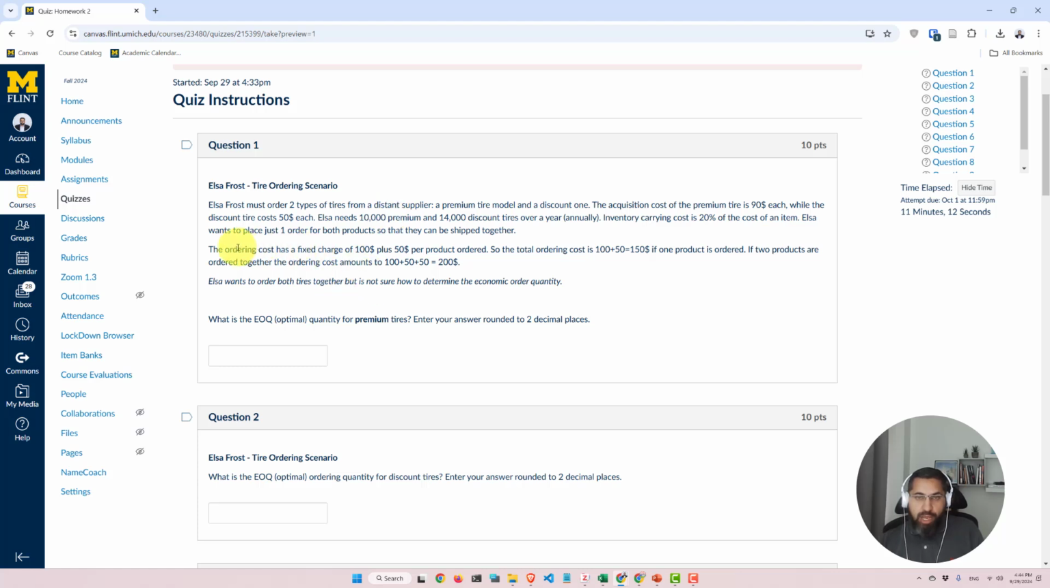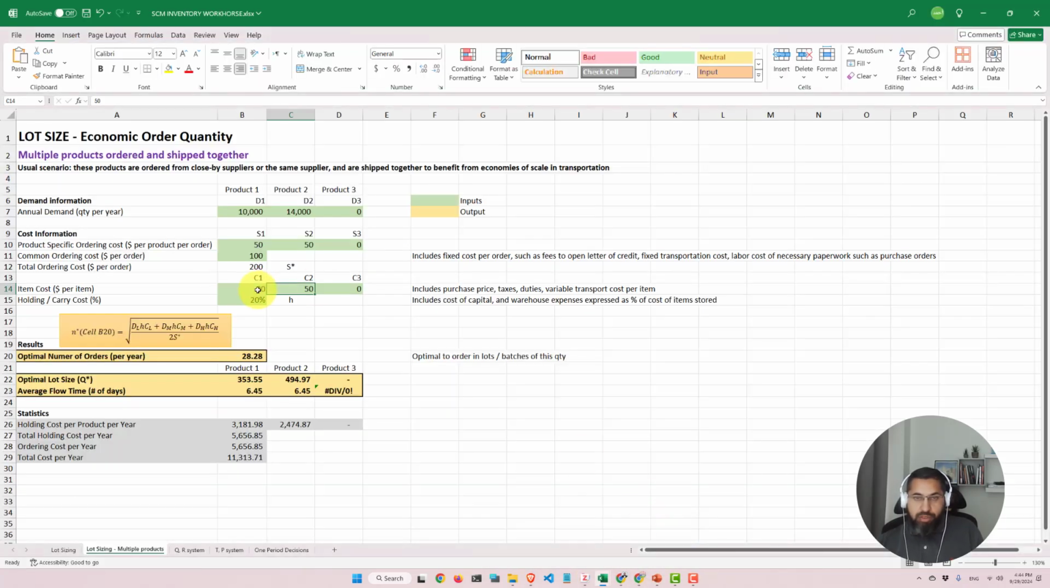And now we have the ordering cost. So fixed cost is $100 plus 50 per product. So we'll put $100 as the S. And then each product gets 50, which is the product specific S1 and S2. So total S star will be 200. There'll be 100 plus 50 plus 50.